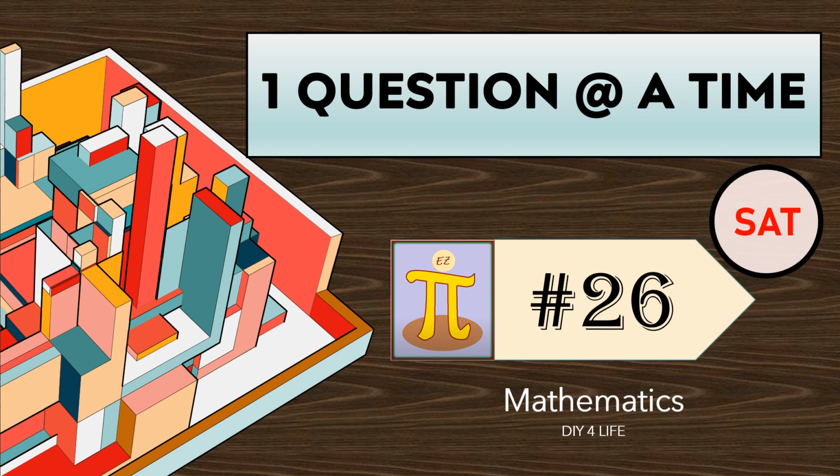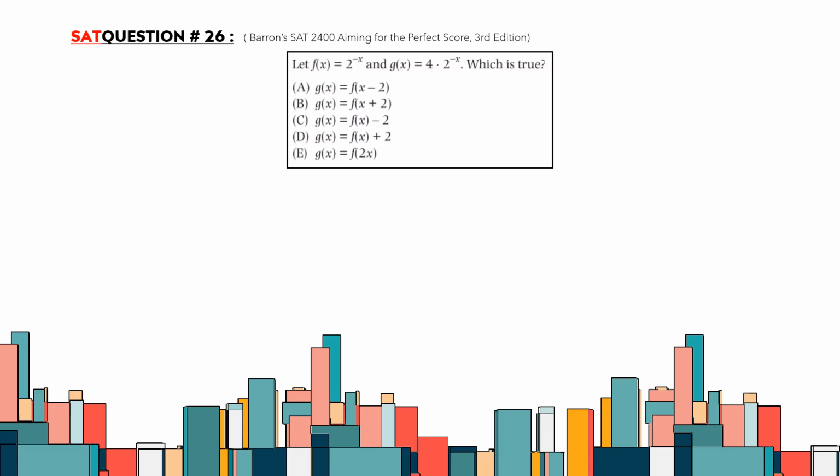Question number 26. Let functions f of x equal 2 to the power of negative x and g of x equal 4 times 2 to the power of negative x. Which is true?